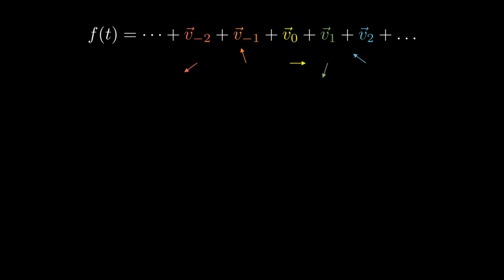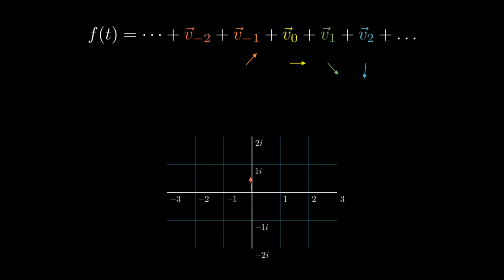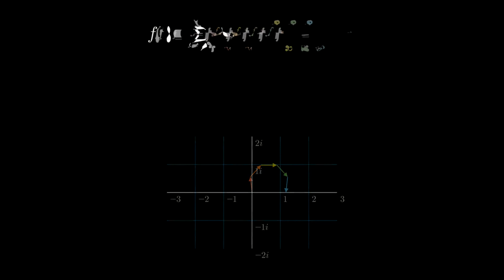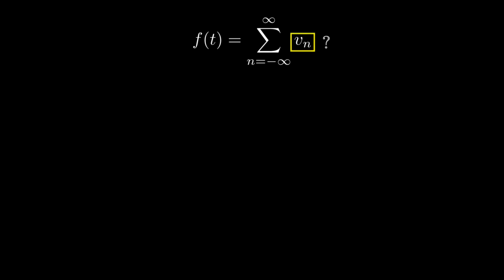Means v1 is a vector rotating at frequency 1. v minus 2 is a vector rotating at frequency minus 2. Negative frequency means it's just rotating clockwise. So our function becomes sum of vectors having frequency minus infinity to infinity. Let's write in a more concise way. Alright, but how do we write Vn?